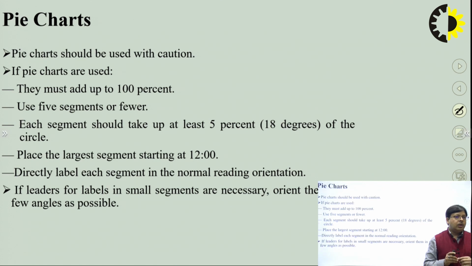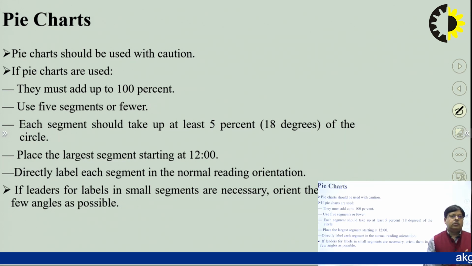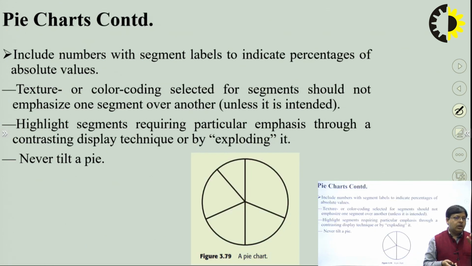Directly label each segment in the normal reading orientation. If leaders for labels of small segments are necessary, orient them at as few angles as possible. So keep in mind that your data is always 100%, right? Suppose you are asked for the data of your organization, and 5% of people have filled in data, then it will divide the whole data in terms of percentage, and that total is always 100. So this is the representation of the pie chart, right? Include numbers with segment labels to indicate percentage or absolute values. Texture or color coding is used to differentiate the data. Highlight segments requiring particular emphasis through contrasting display techniques.